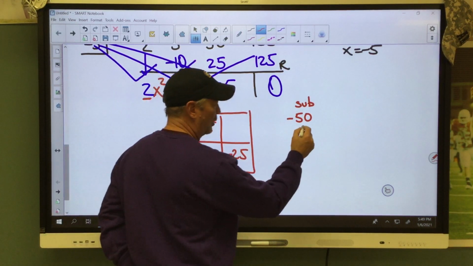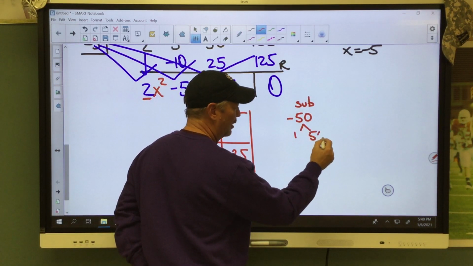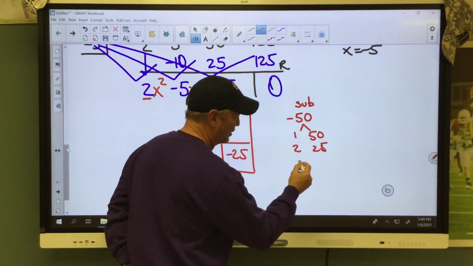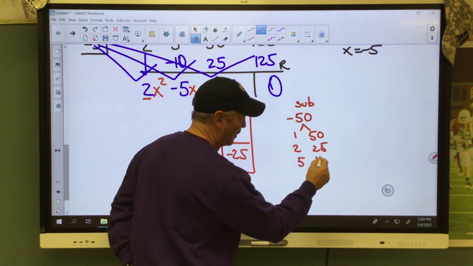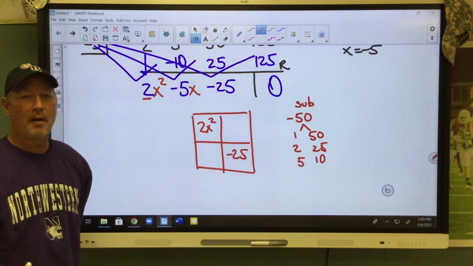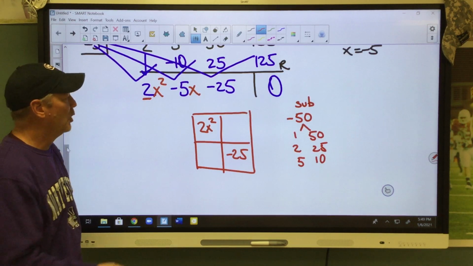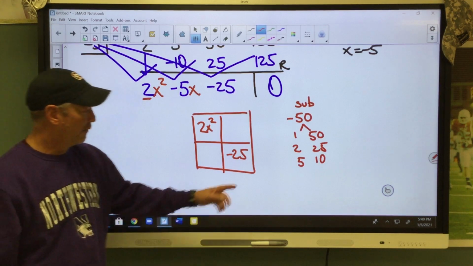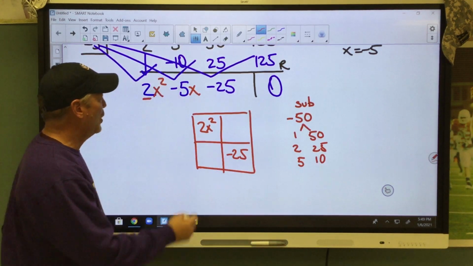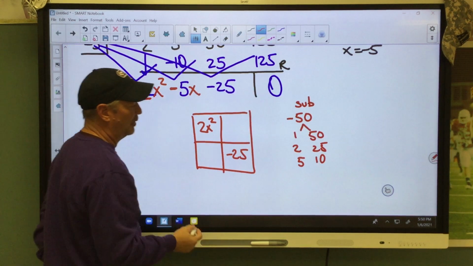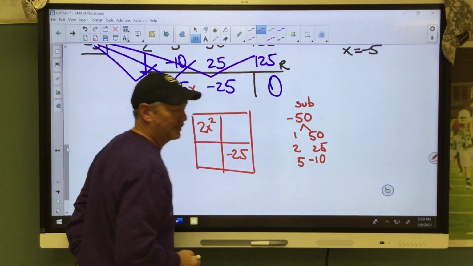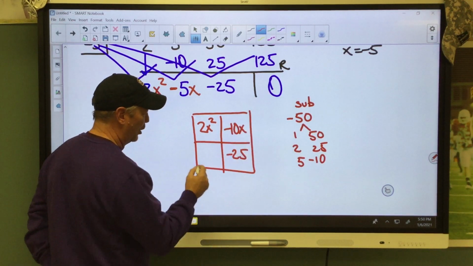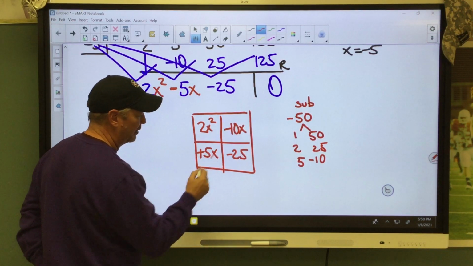My choices: 1 times 50, 2 times 25, 5 times 10. Which combination subtracted will give us this middle term? The 5 and the 10. But we want it to be a negative 5, so the negative goes with the 10. So we're going to put negative 10x. We're going to put positive 5x.